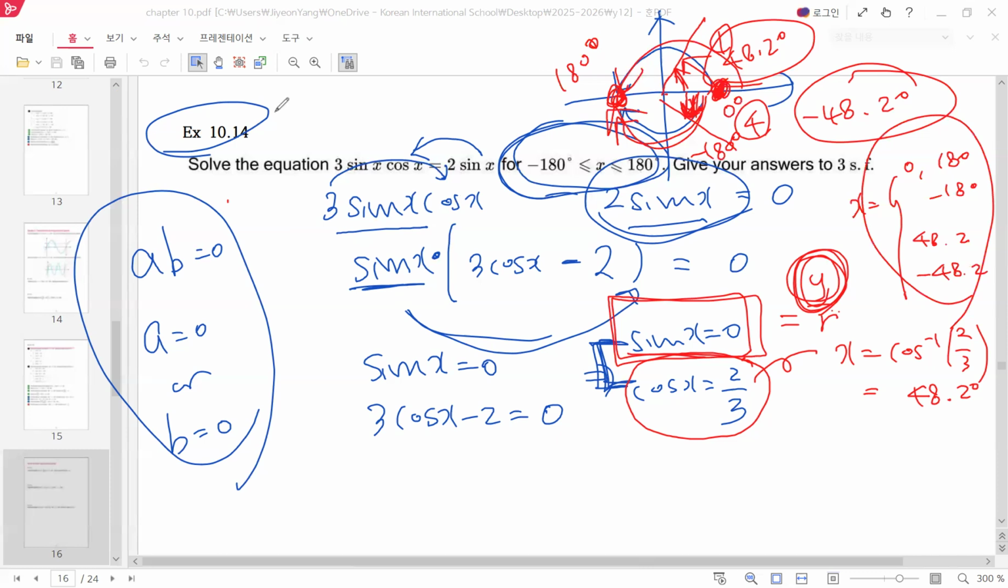So if you solve this question in this way, 3 sine x cosine x equals 2 sine x, and then say they are the same so we can divide by sine x on each side, then you have already missed 3 solutions. Do you understand? So always use factorization to solve this type of question.